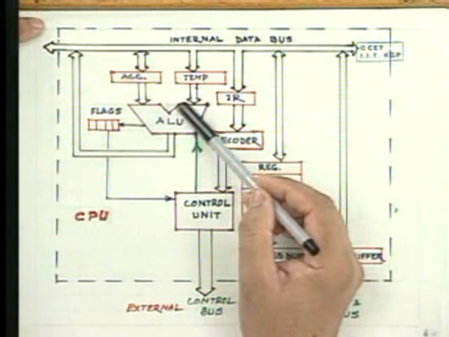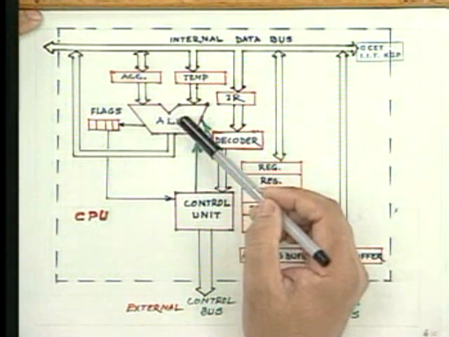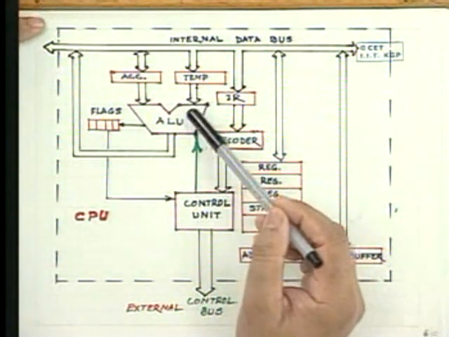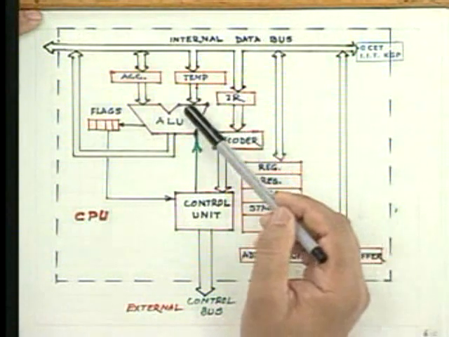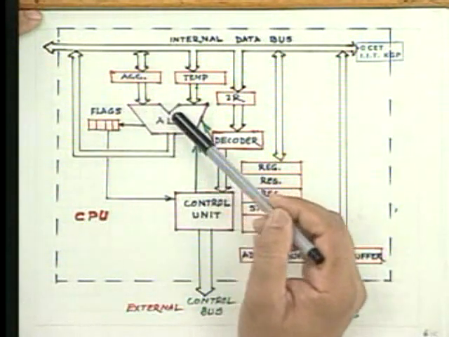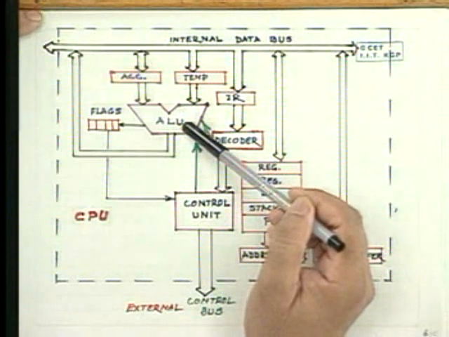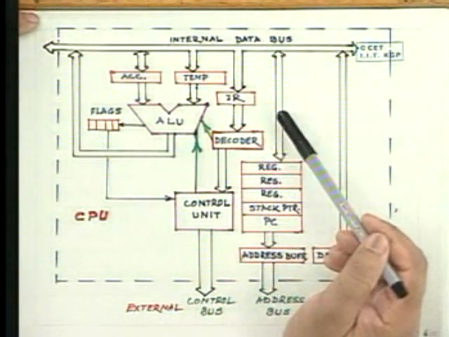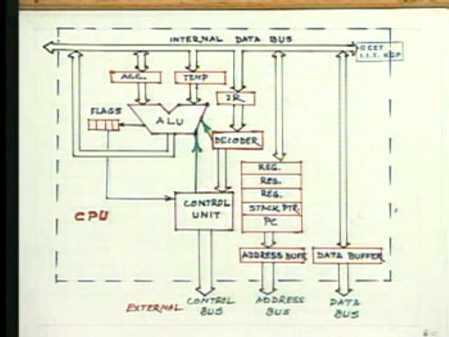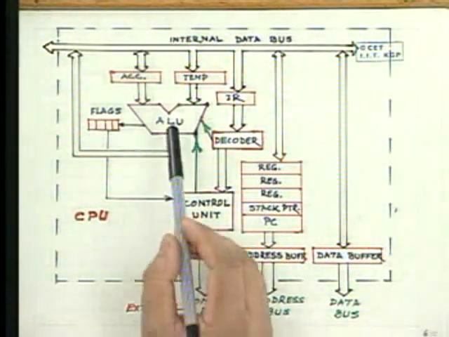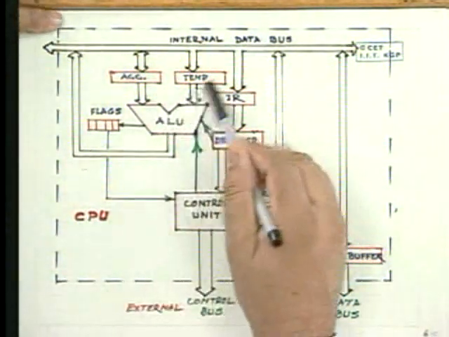Naturally, I have shown only one arithmetic and logic unit over here, but generally there are at least two arithmetic and logic units, one for fixed point arithmetic and one for floating point arithmetic. At least these two kinds of arithmetic and logic units are there, and there can be more than one of one type, just to enhance performance. Here we have shown only one, just to have a simplified picture.